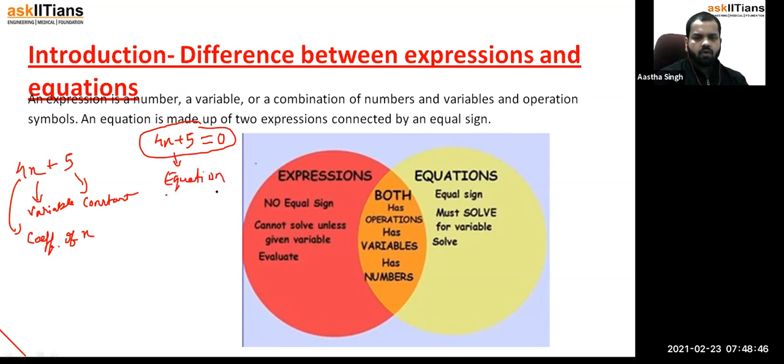So I think you got the point: the difference between the algebraic expression and equation. An algebraic expression having an equal sign will become your equation, right? Because when you divide the word equation, the combination of the word equate means equal, right? You get the value equal. So it is basically the equal sign. And an algebraic expression having an equal sign will become an equation, right?